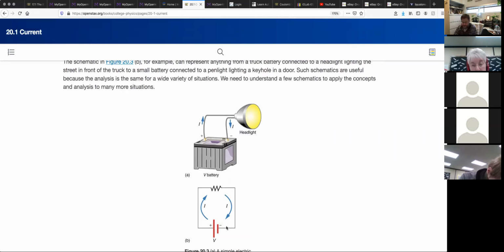We kind of ignore that when we talk about current because we can't tell the difference anyway. So we just say the current is going from the positive towards the negative in this particular circuit. And it's going, of course, clockwise.